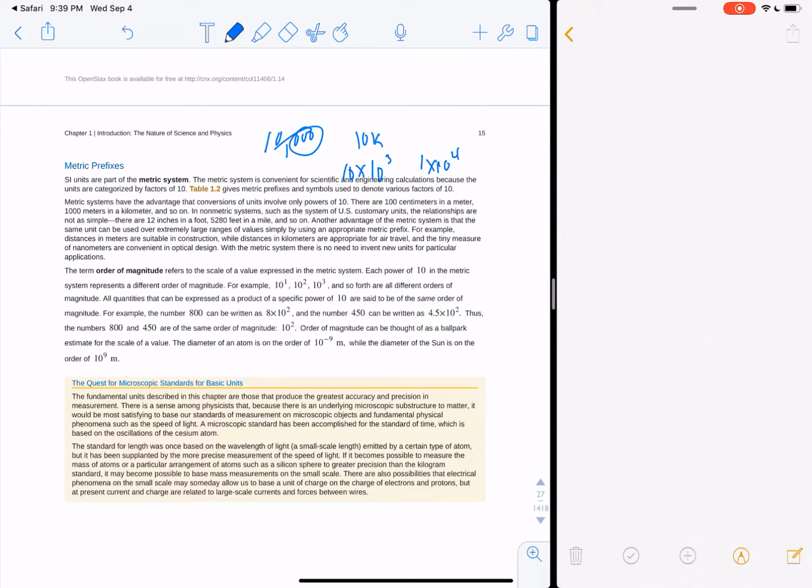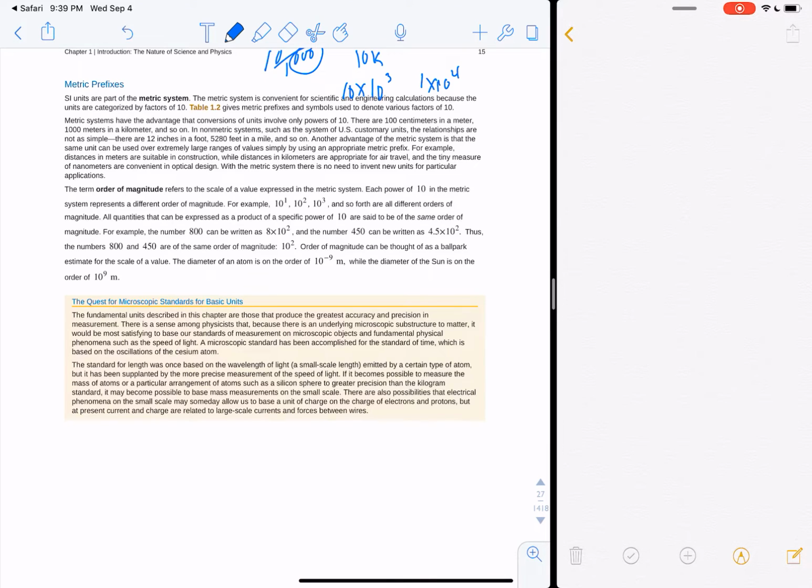Okay, the diameter of an atom, for example, is on the order of 10 to the minus 9 meters. That could be 1 times 10 to the minus 9. It could be 1.5. It could be 0.8. It's on the order of, so it's about times 10 to the minus 9. The diameter of the sun is on the order of 10 to the 9 meters, okay? 1 billion meters, something like that. So, again, these are just your units.